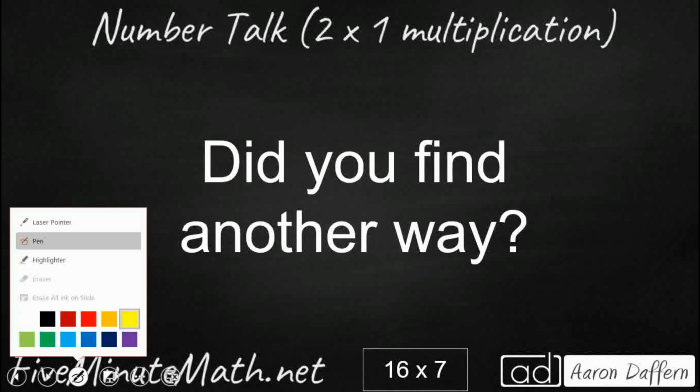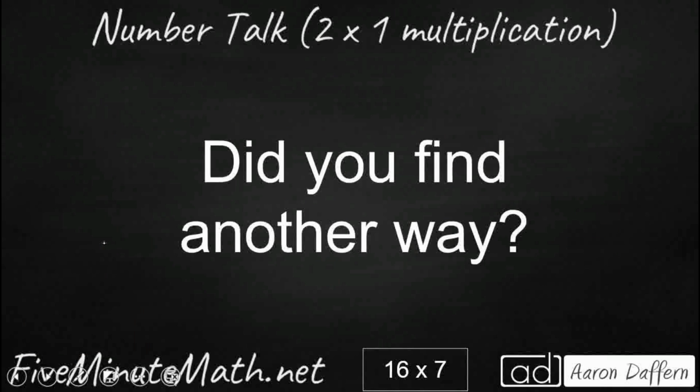So those are just a few ways that you can use the distributive property and the associative property to solve the expression 16 times 7. If you found another way, that is wonderful. Go ahead and drop that as a comment in the video.